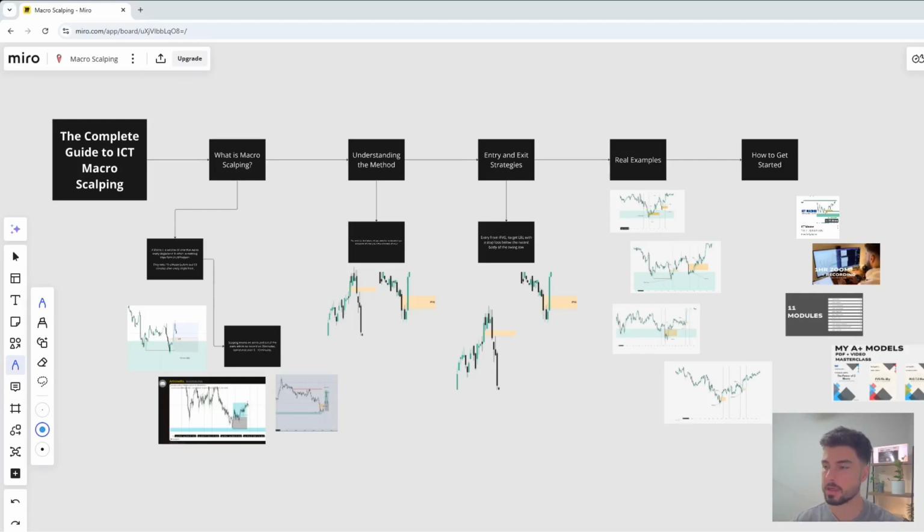I've jam-packed everything here into a flowchart. We're going to talk about ICT macro scalping.